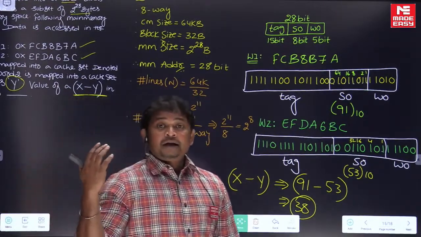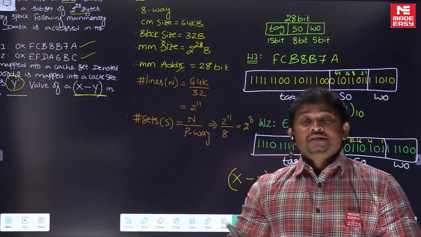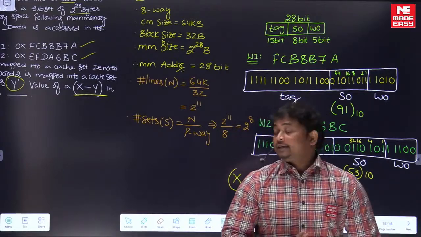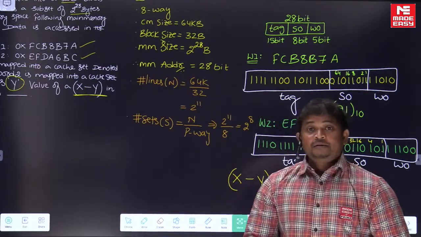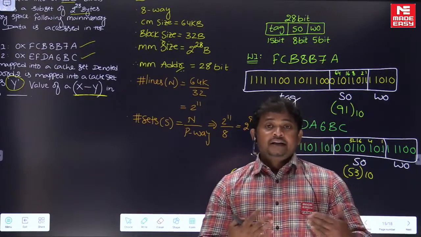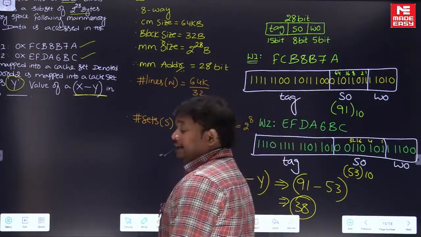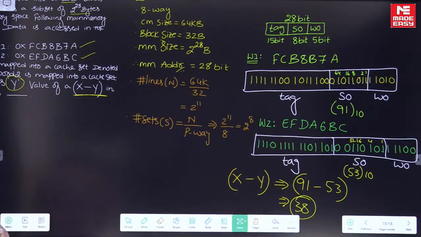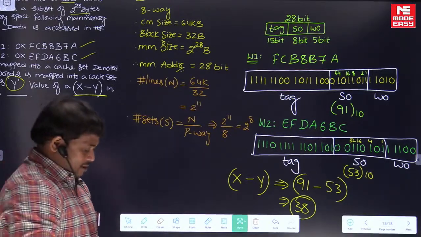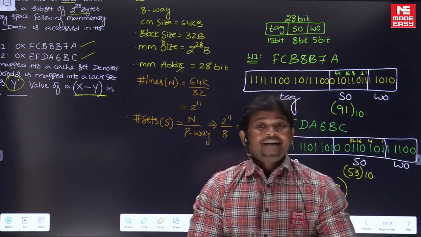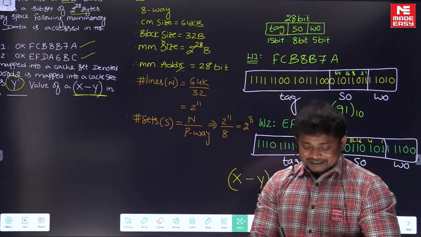First word mapped into set 91. Second word mapped into set 53. Take the difference of the decimal values. The difference is 38. Yes, again, all students have given the right answers.